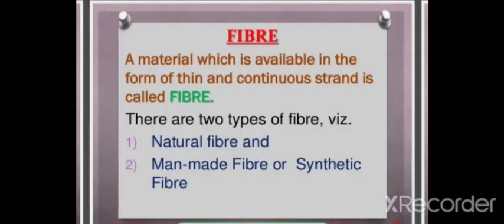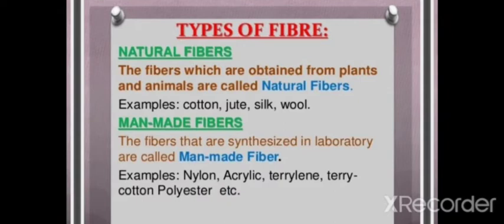Fiber, a material which is in the form of thin and continuous strand, is called fiber. There are two types of fiber. They are natural fiber as well as man-made fiber or synthetic fiber. Now let's see what are natural fibers as well as man-made fibers.